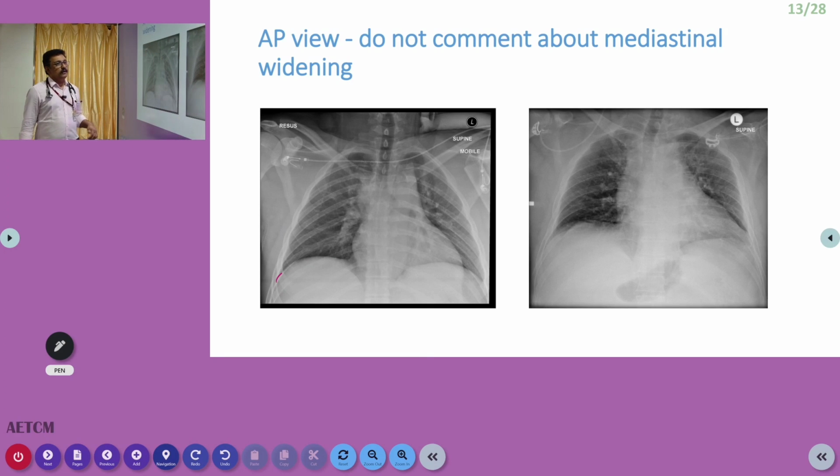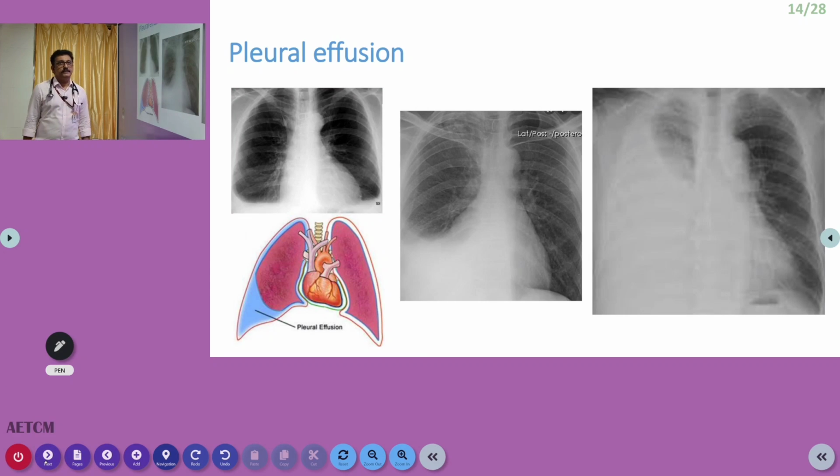Especially in patients who are lying down in the emergency room or ICU, we should never comment about the mediastinal widening in an AP view chest X-ray. We have to take a PA view chest X-ray to comment about mediastinal widening.